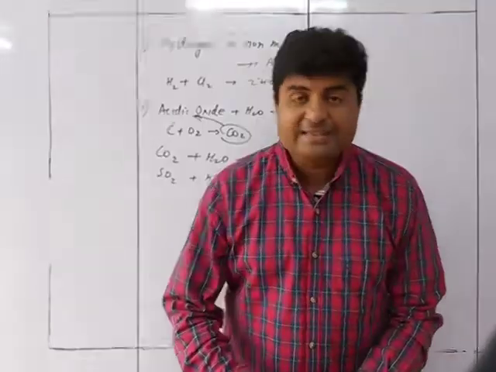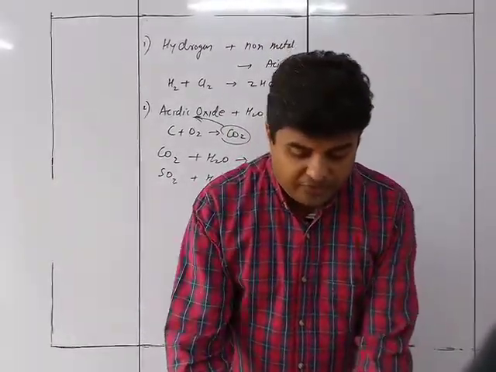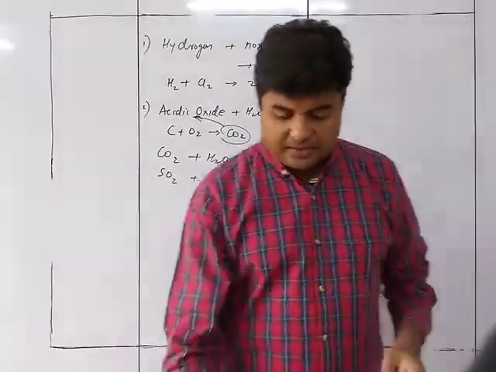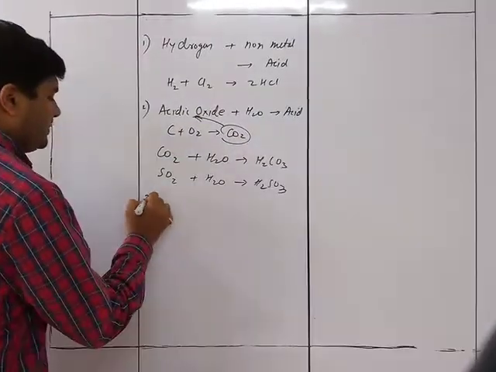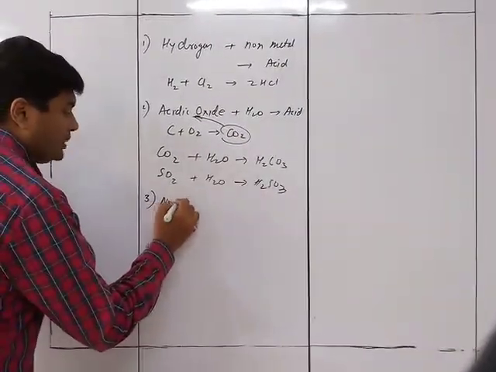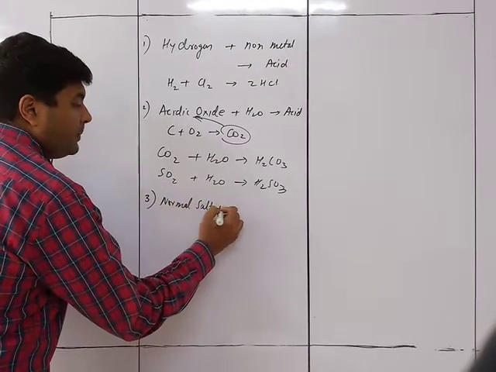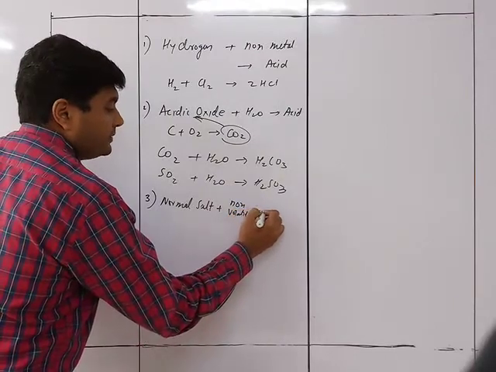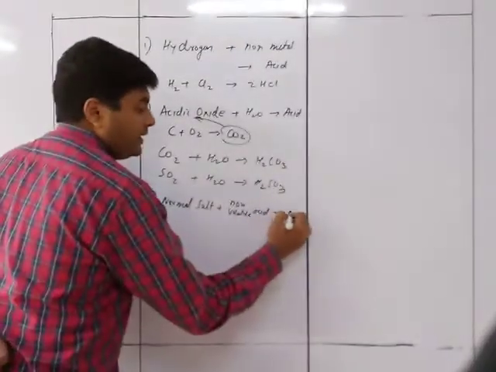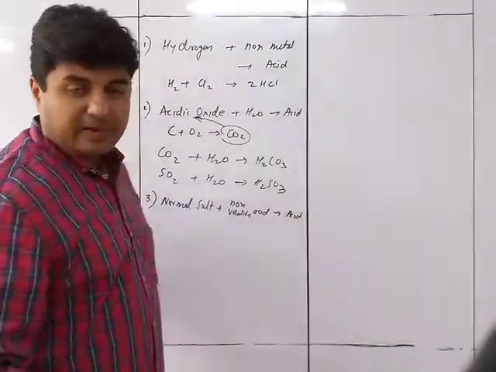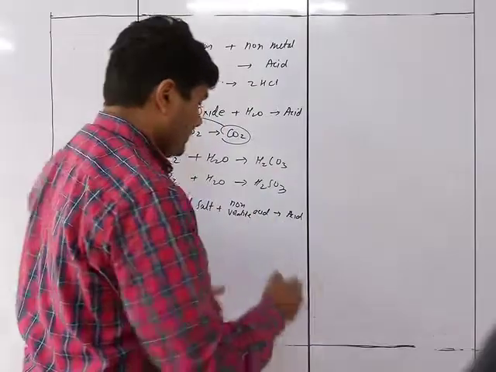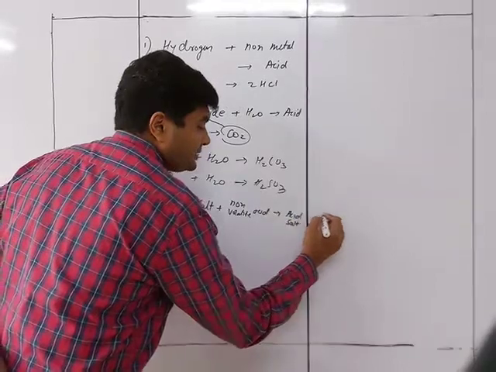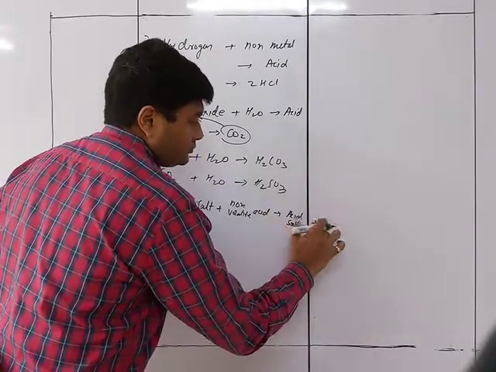The next one is acid from salts. If you have a normal salt and you react it with a concentrated sulfuric acid, basically it is going to be this way: normal salt plus non-volatile acid will give an acidic salt plus another acid.